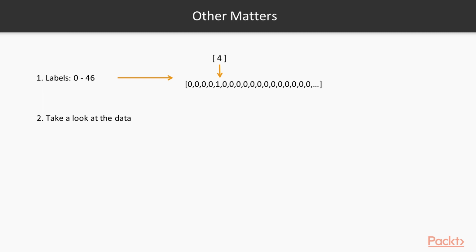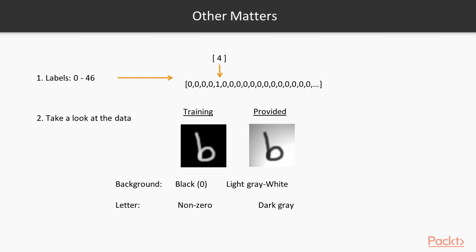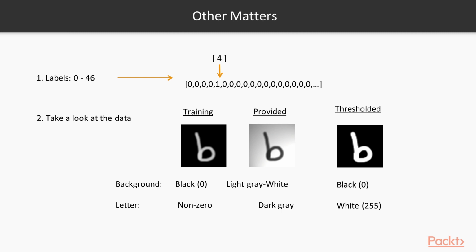We also have to have a look at the training data and the data we will provide to the model. If we compare our input from the pictures taken in the smartphone and the training data, we can see that the colors are different. In case of the training images, the background will always be zero, and the letter will be represented by non-zero values, while the provided image background will be light gray and foreground dark gray. In order to solve this, we will threshold the data so that we have black and white images. We will also normalize the images to have values between 0 and 1, and as a result, 0 will represent the background and 1 will represent the letter. And we are good to go now.